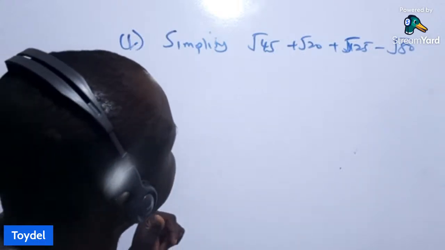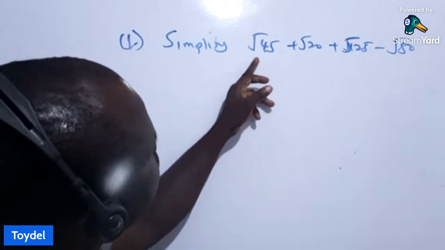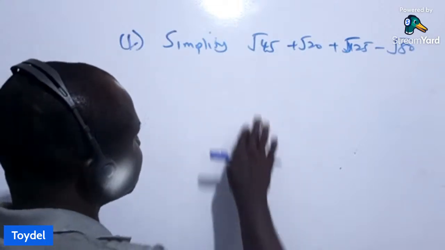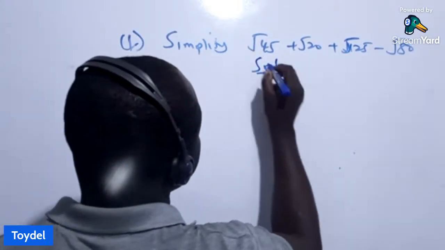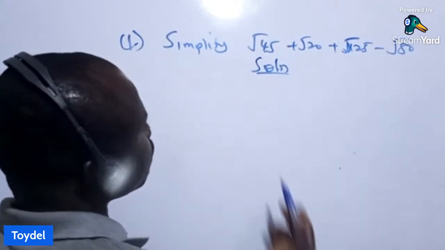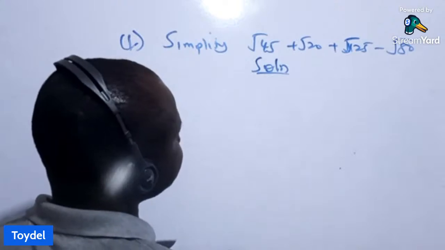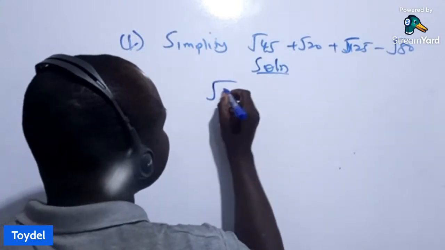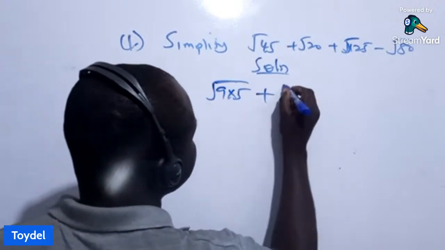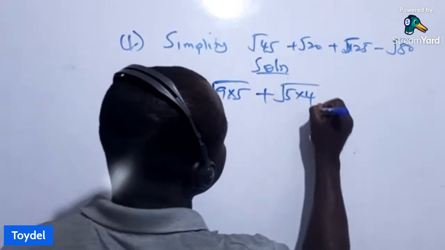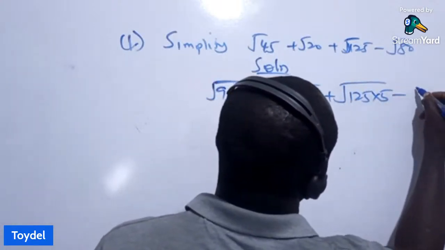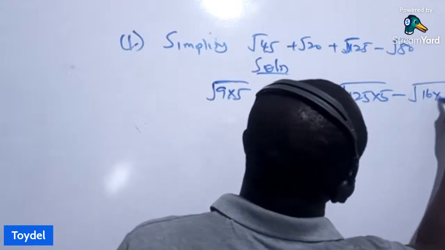If you have this type of problem, you are expected to rewrite all of this in the basic form. Look at 45: something is common, and that is 5. 9 times 5 is 45. Then what is square root of 9? Let me just explain here, but you can do it directly. Plus, in this case, you can say 5 times 4. Plus, here we have 25 times 5. Then minus, here we are going to have 16 times 5.